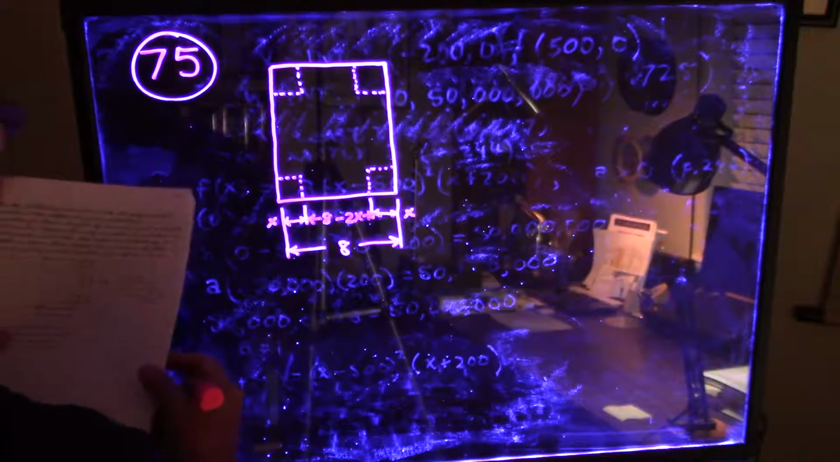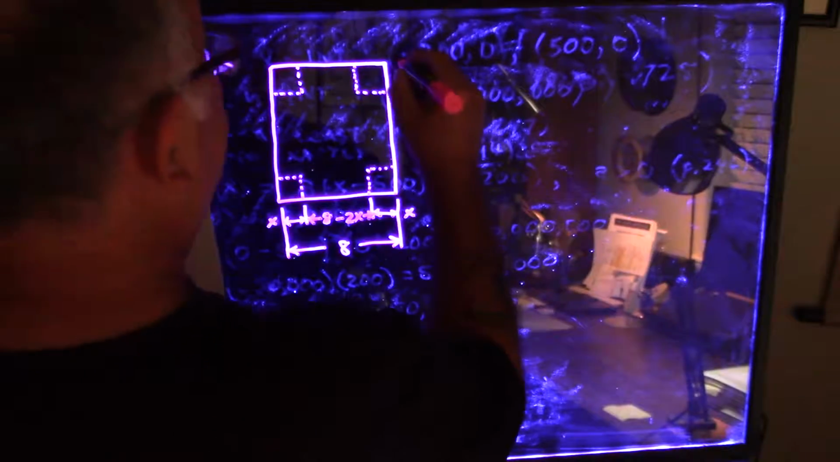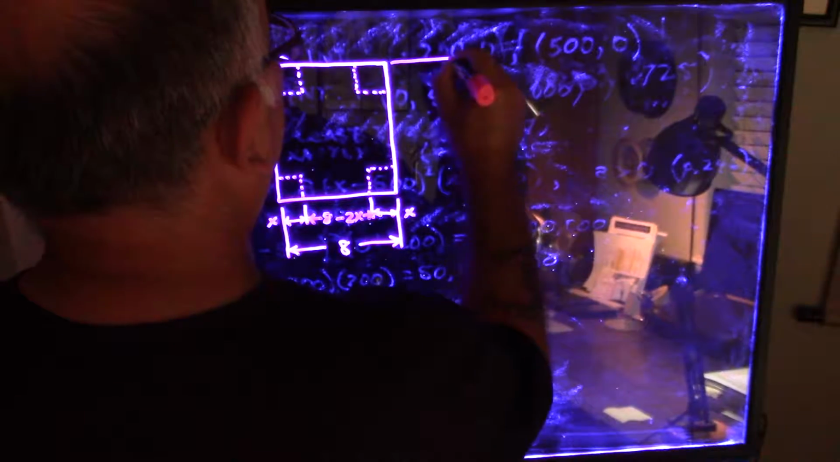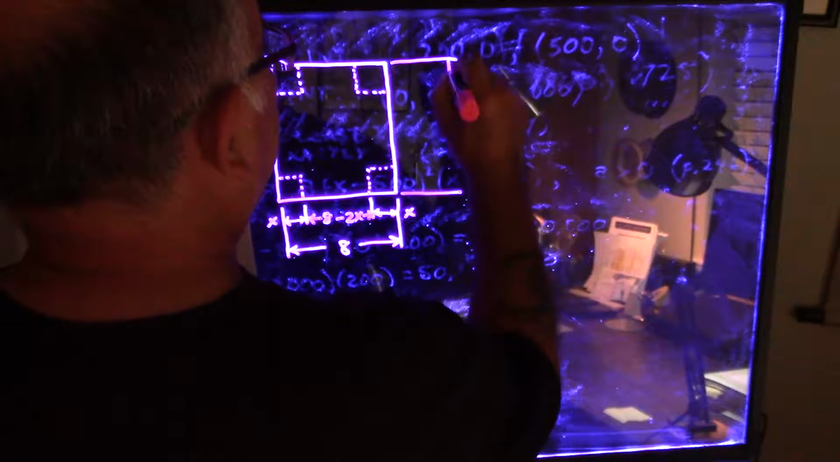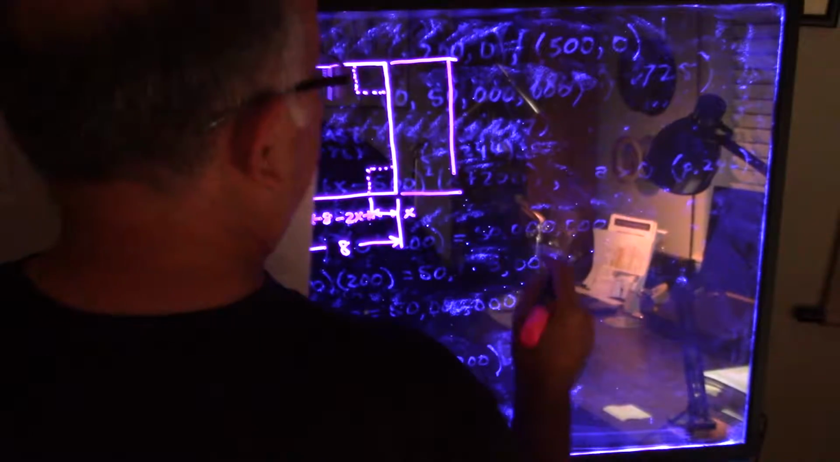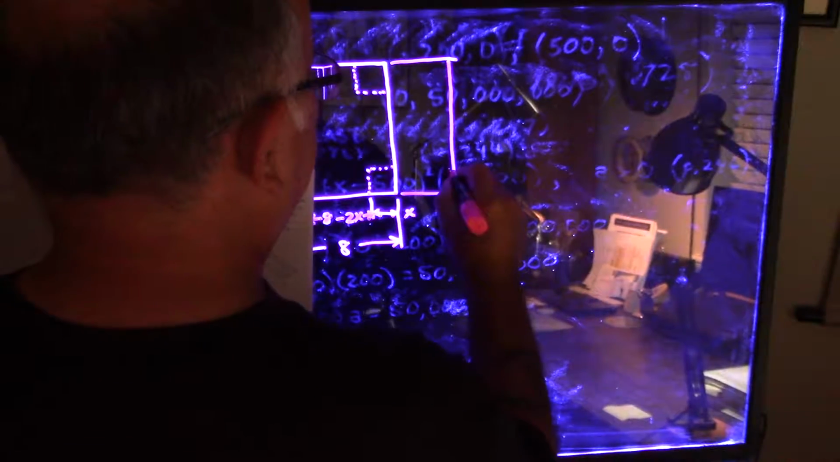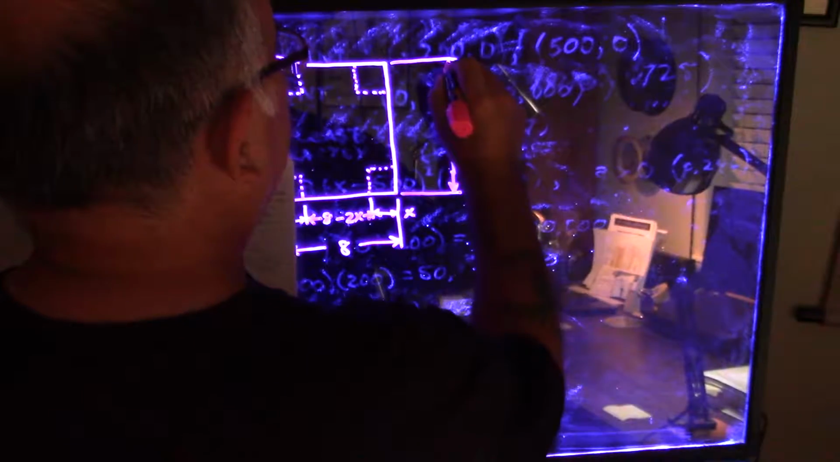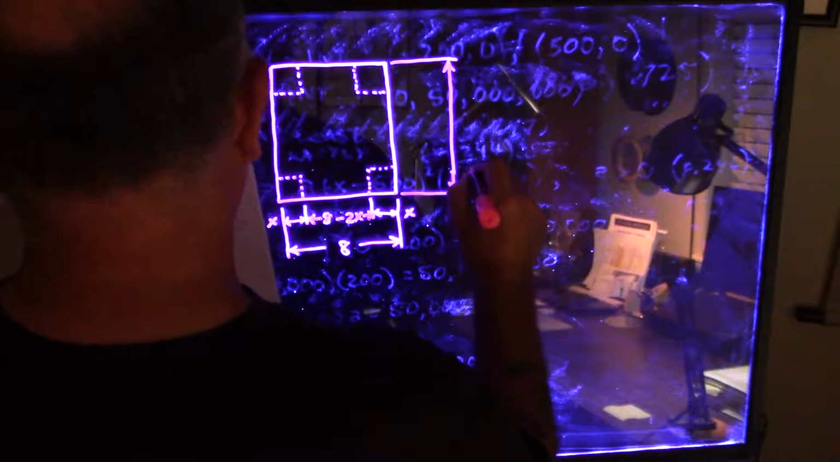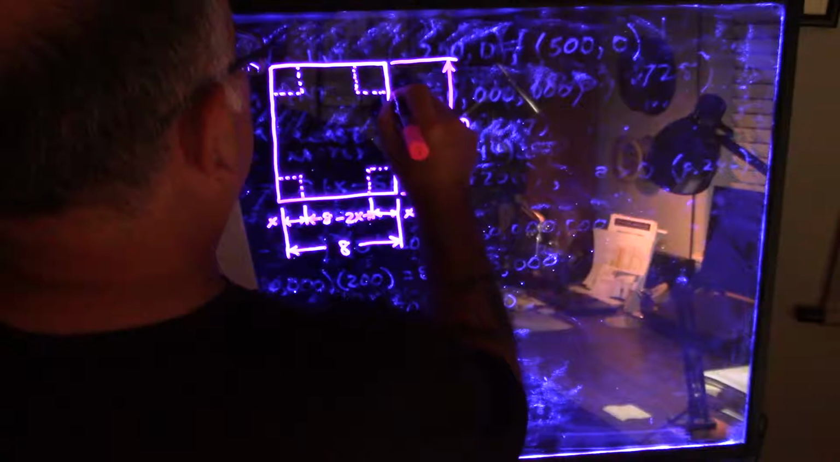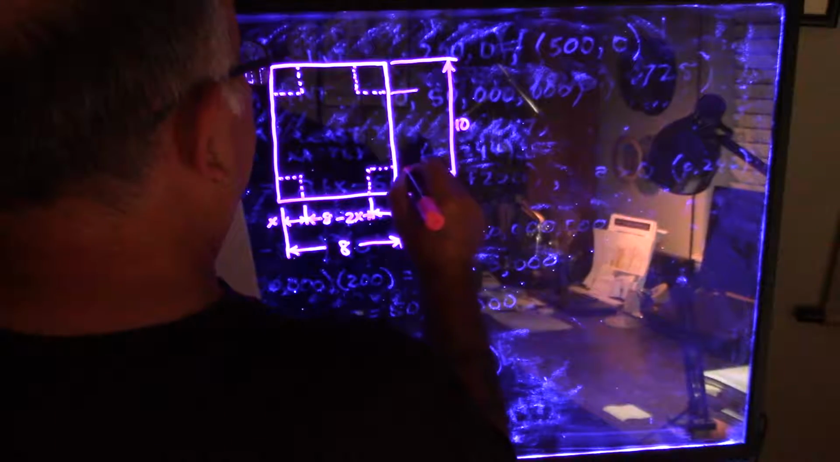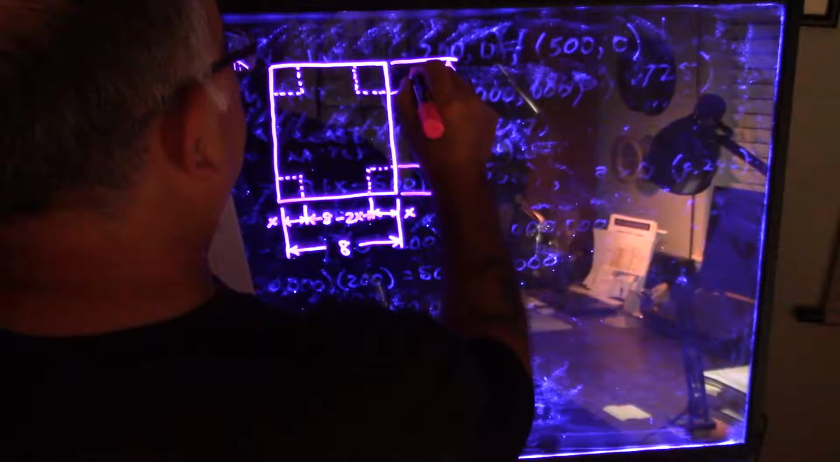All right. And then on this side, that distance there is 10 units. And then we've got this, which again is x, and that again is x.